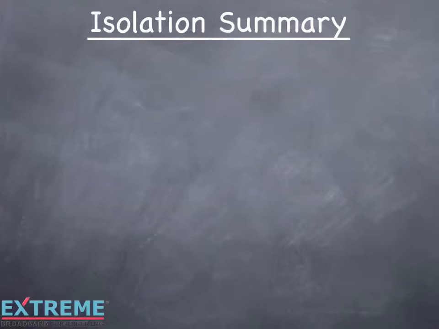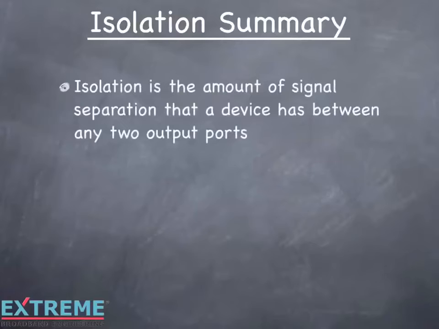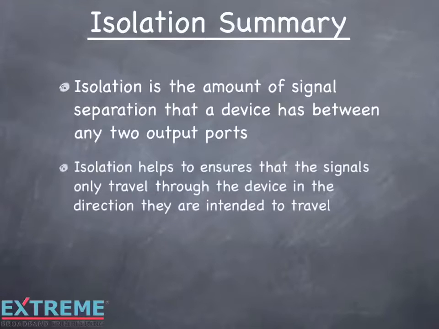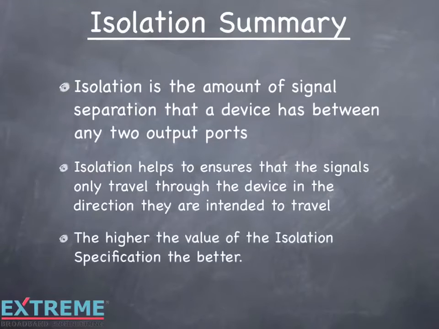Let's review what we've learned in this training session on isolation. Isolation is the amount of signal separation that a device has between any two output ports. Isolation helps ensure that the signals only travel through the device in the direction they're intended to travel. The higher the value of the isolation specification, the better.